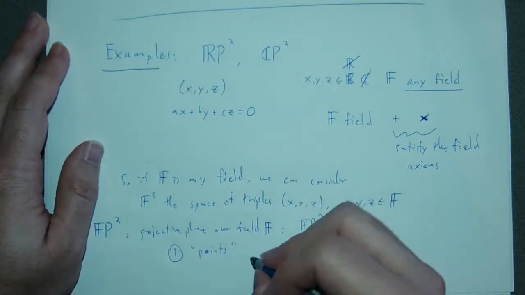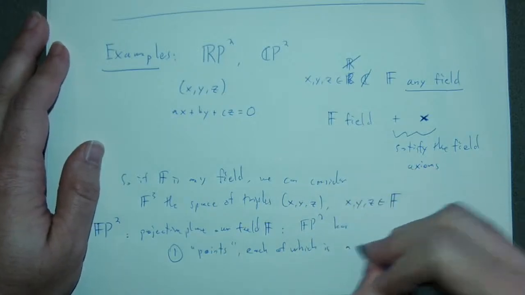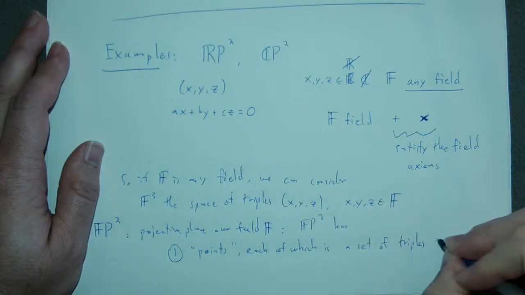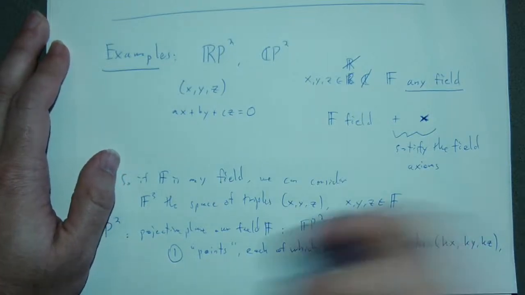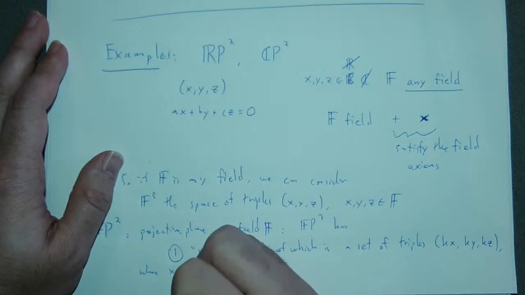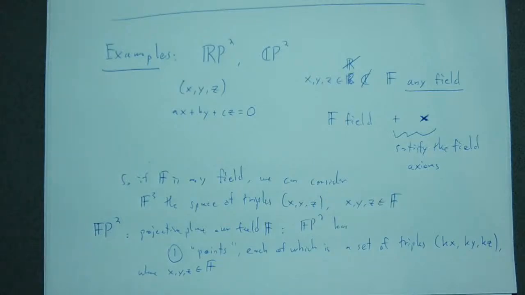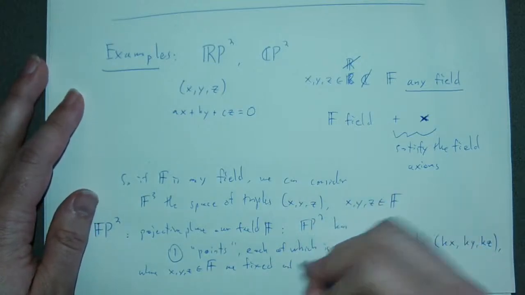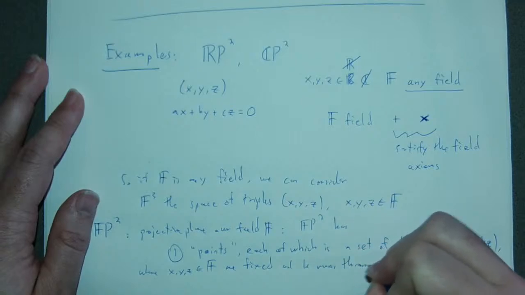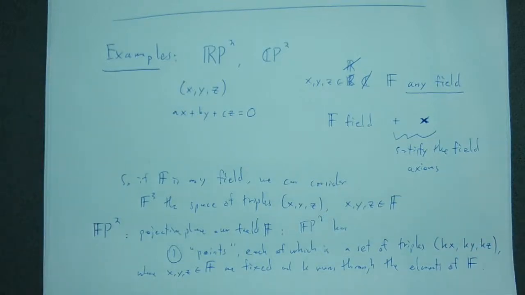So what are those points? Each of which is a set of triples, kx, ky, kz, where x, y, z are all in F. All right, so these are my homogeneous coordinates. And these are fixed, and my scalar k runs through all the elements of F. Okay, so that's nice.